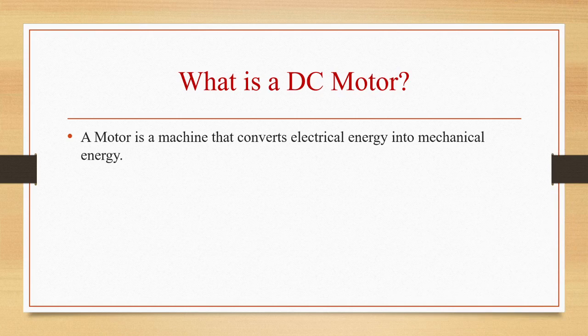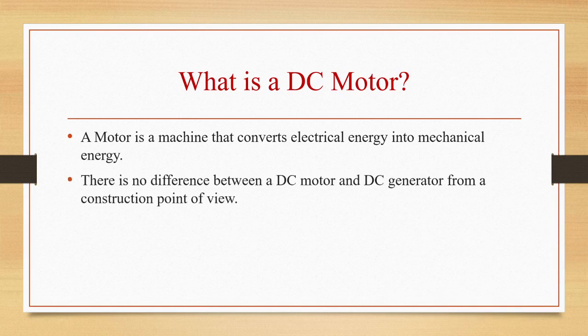Motor is a machine which converts electrical energy into mechanical energy. And there is no difference between a DC motor and DC generator from construction point of view, as I said earlier. So construction of DC machine, whether it is a generator or a motor, is same. Construction part in detail we have seen in 2nd unit, and that construction part details, everything is applicable for both DC generator and DC motor.